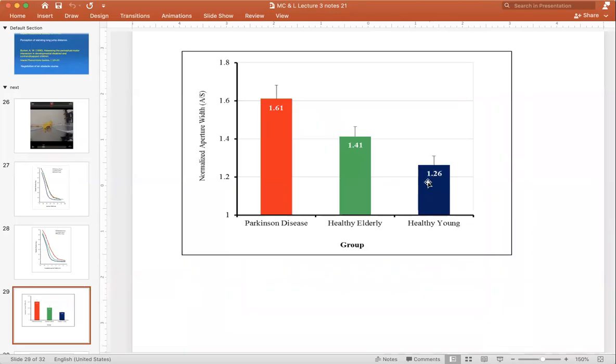So healthy young started to turn more than baseline. You have a baseline sway, as it were. They started to turn at 1.26 times the shoulder width. Healthy elderly, 1.4. People with Parkinson's disease, 1.6. So they were turning much earlier in terms of the width. They were turning when the doorway was much wider, 1.6 times their shoulders versus the healthy elderly at 1.4 times the width.